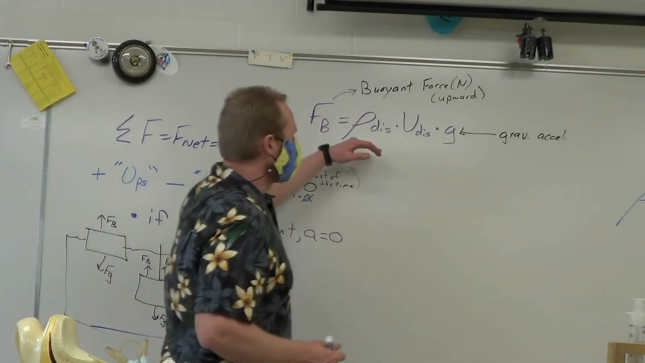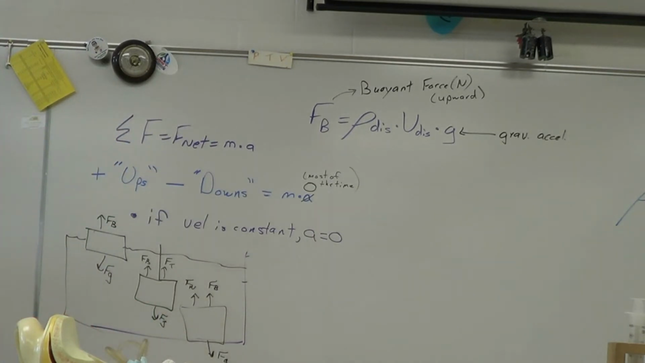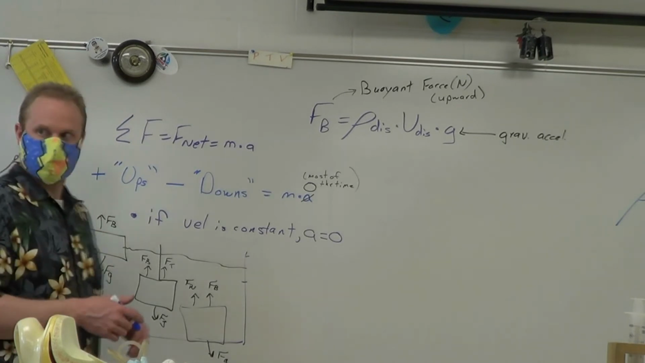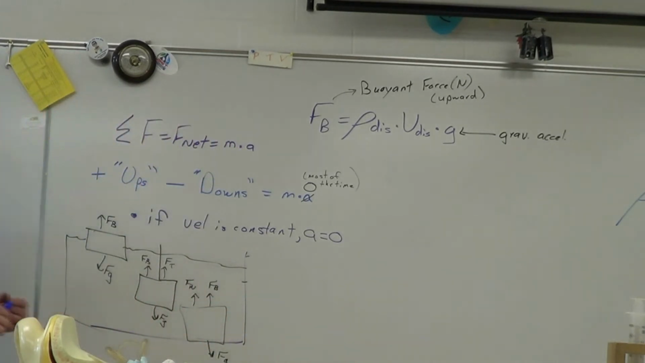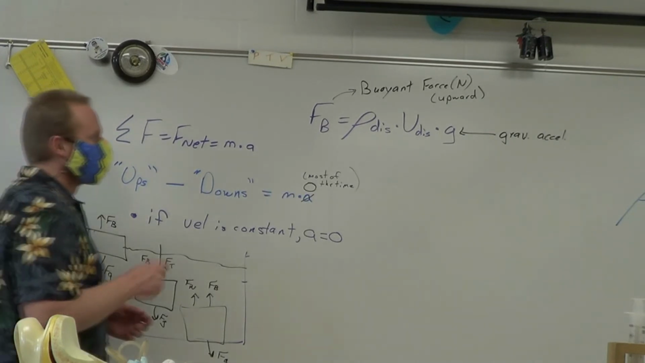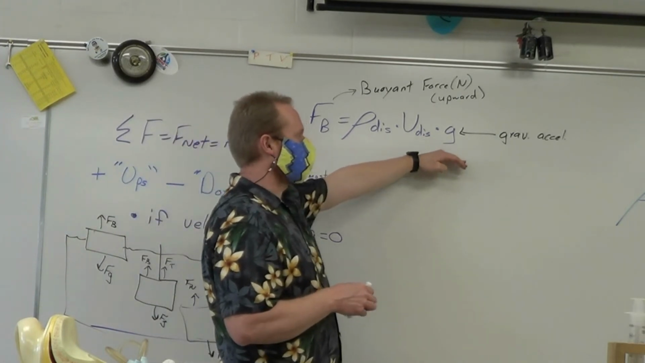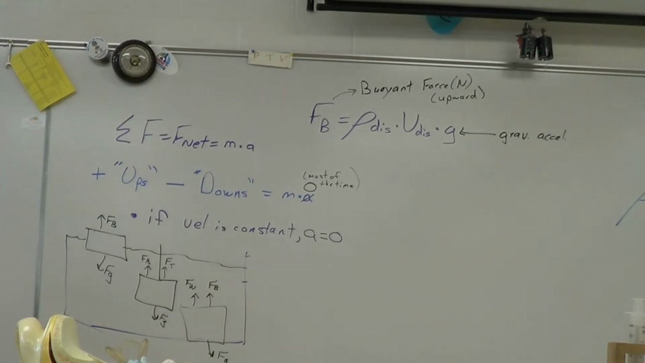So if we look at our equation, we have a buoyant force equation, and that's the equation we use very specifically to calculate this. When we talk about the buoyant force, there are three things in our equation: density, volume, and gravitational acceleration.